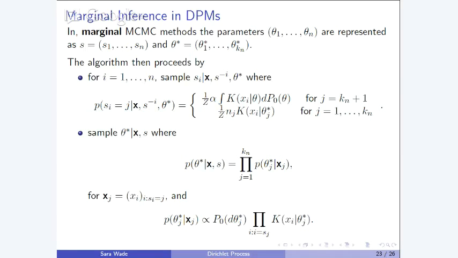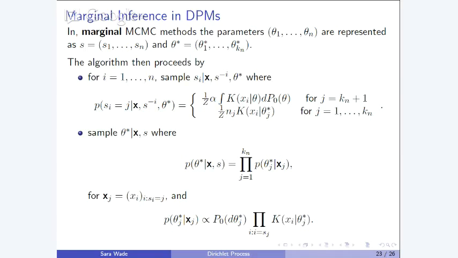Okay, so the second step, step n plus 1, is to sample the unique values given the data and the labels. If you write out the full conditional of the unique values, you see that it factorizes into the product of the unique values given the data for subjects in the J cluster. So these unique values can be sampled independently. The posterior of the J unique value given the data for subjects in the J cluster is proportional to the prior, the base measure, times the parametric model for subjects in the J cluster.